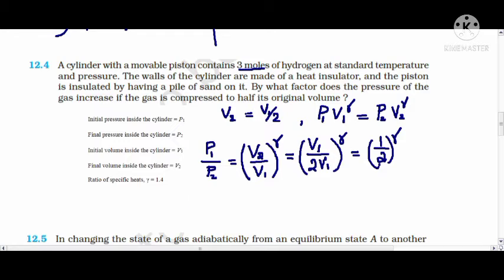Let's take the reciprocal of the equation. You will get P2 by P1 is equal to 2 raised to gamma, that is 2 raised to 1.4. So from that the ratio can be calculated and you will get the answer approximately 2.64.